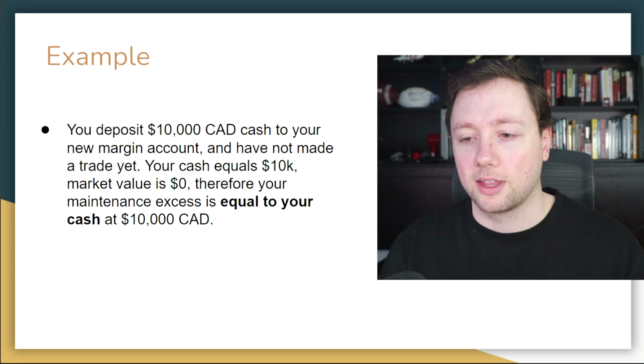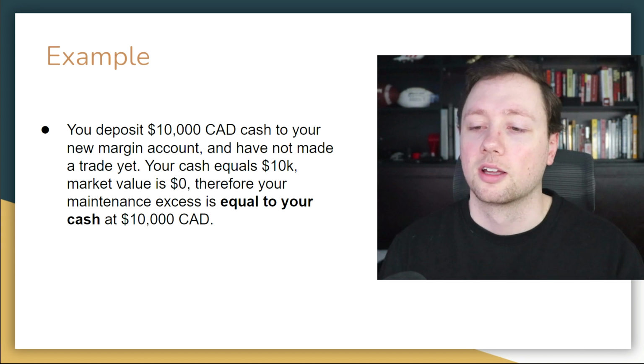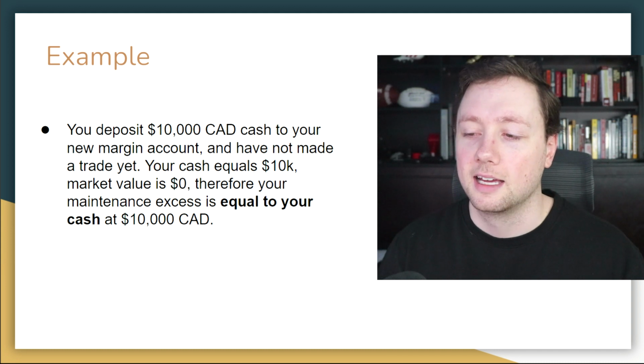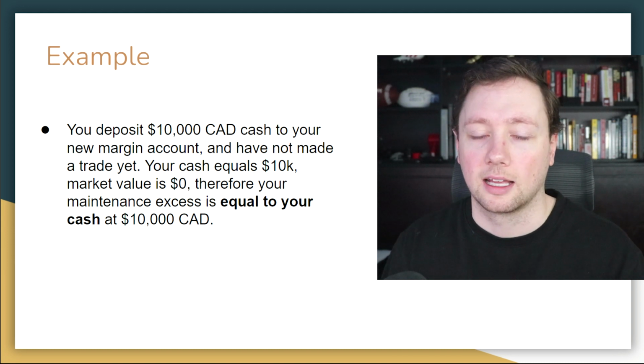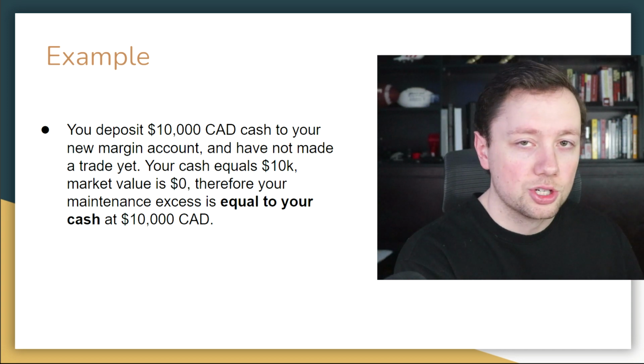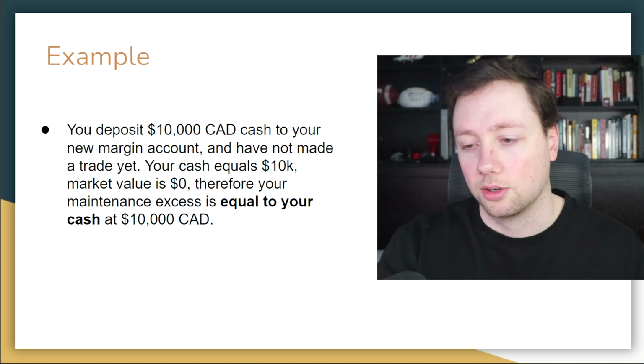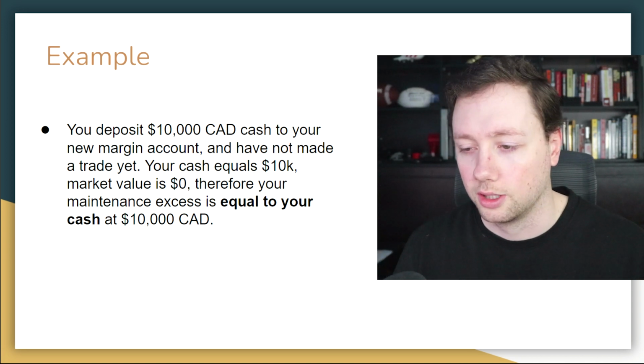Your cash equals $10,000. Your market value is $0 because you have not invested anything. Therefore, your maintenance excess is equal to your cash at $10,000. You have $10,000 worth of securities, meaning you can leverage up to $10,000, and that's your maintenance excess. Your buying power in this case would probably be like $33,000 or whatever.